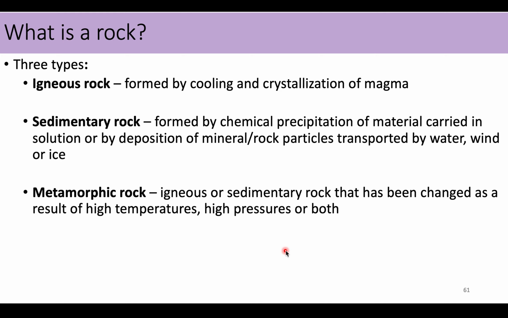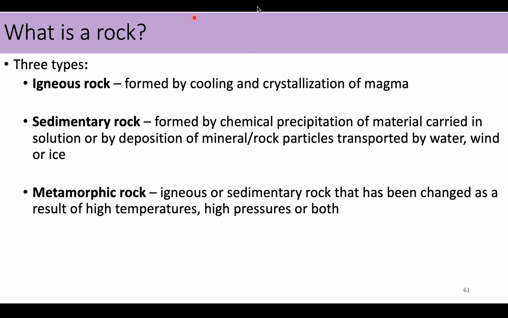So what is a rock? We have 3 types of rocks on Earth. We have igneous, sedimentary, and metamorphic. Igneous rocks are formed by cooling magma or lava. So magma that is either underground or has reached the surface. As it cools and crystallizes and hardens, we form igneous rock.